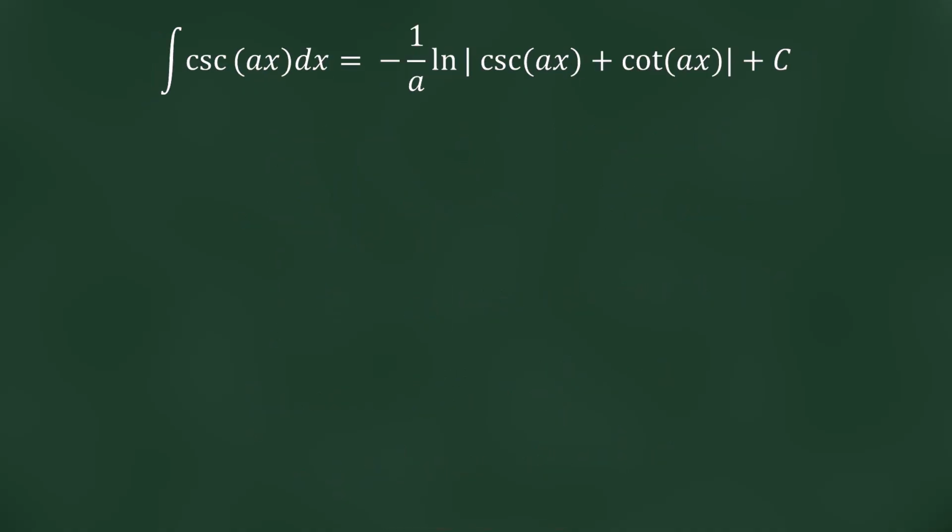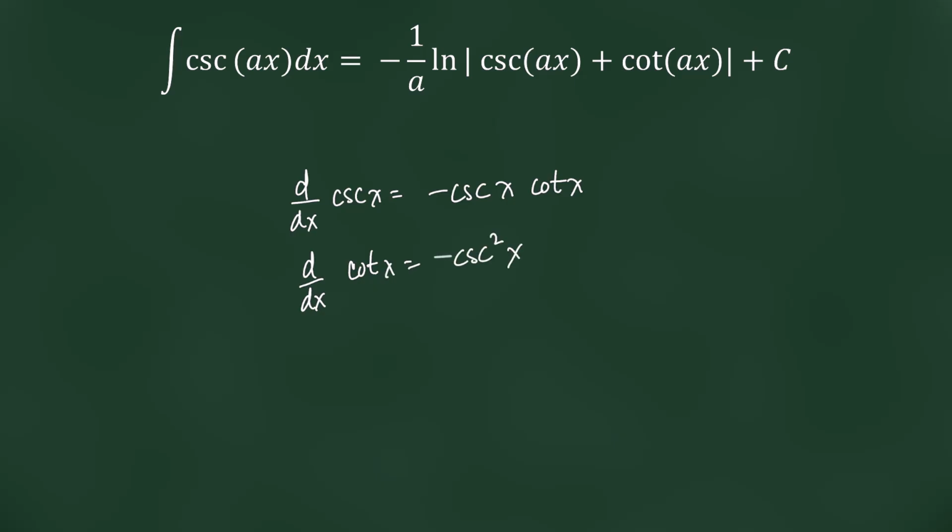And for our grand finale, we'll take a look at the antiderivative of cosecant of ax. This is going to rely on the fact that the derivative of cosecant of x is negative cosecant x cotangent x, and the derivative of cotangent is negative cosecant squared of x. Utilizing those, plus the exact same technique we used in the previous example, both the multiplication by 1 and then the eventual u substitution of ax will lead us to the formula that we see here.